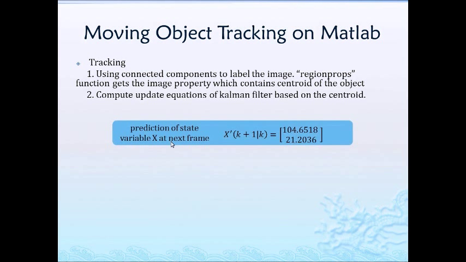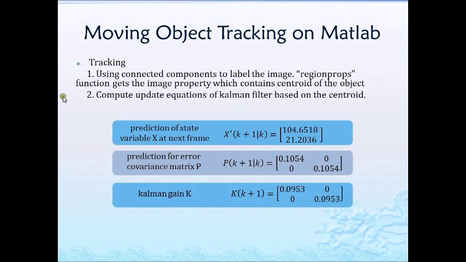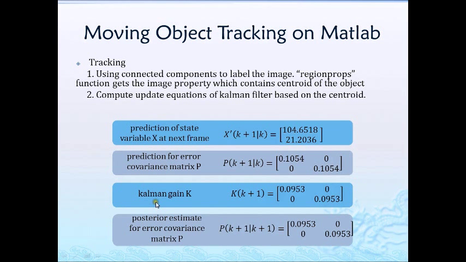And here is the result of the equations. First is the prediction of the state variable x at the next frame, that is frame 21. And now we get the prediction for the error covariance matrix P. This is the Kalman gain K we get from the measurement update equation. And that is the posterior estimate for the error covariance matrix P.